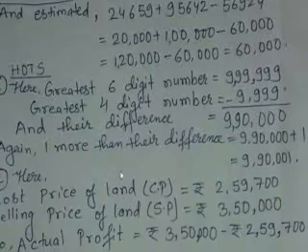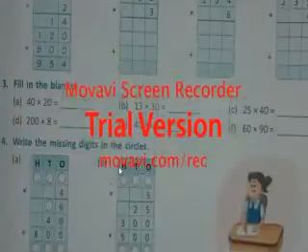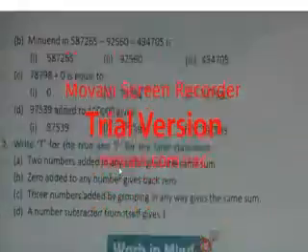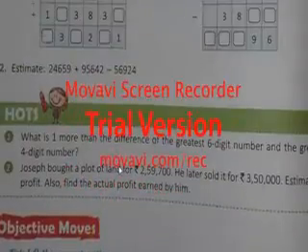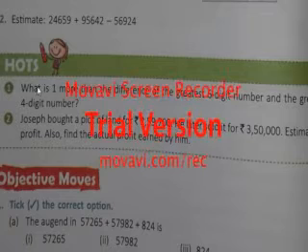Now there is the HOTS section. If you will see here in the question, after question number 12 there comes the HOTS section, which I had already said. HOTS means what? Higher order thinking. This one number I had already explained during the online class also. What you have to do is subtract the 4-digit greatest number from the 6-digit greatest number, and you have to add 1, because it has been said 1 more than.